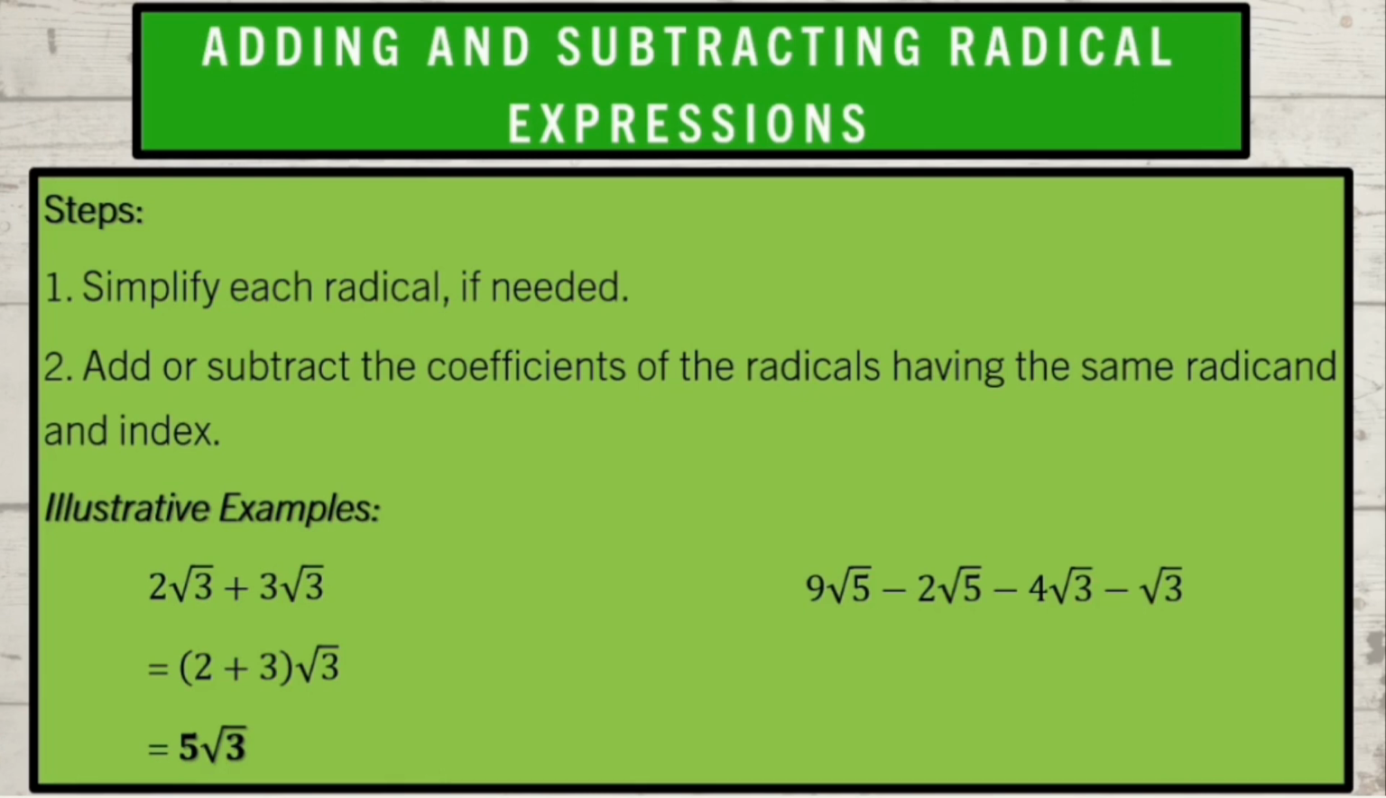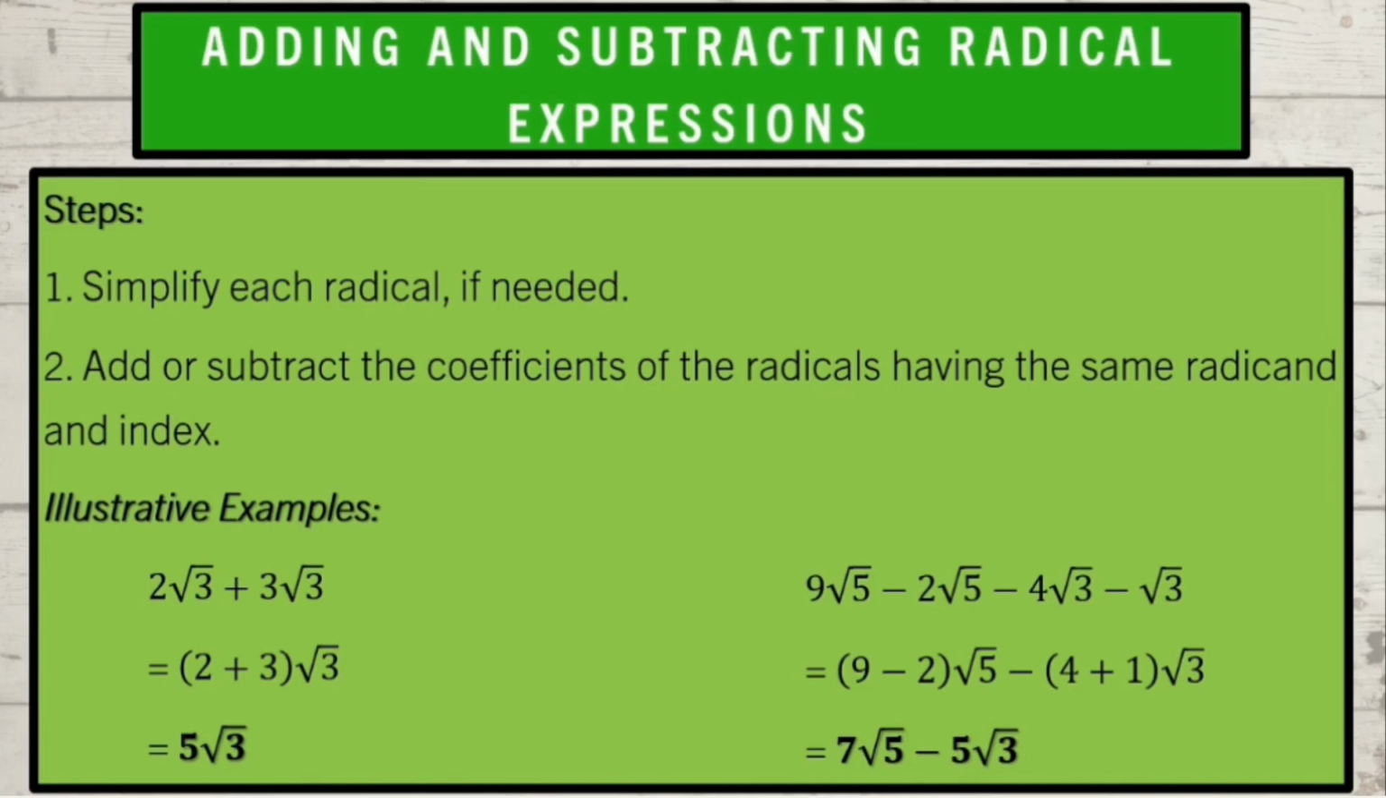Since 9 and negative 2 have the same radicand, as well as negative 4 and negative 1, we can now combine the terms with similar radicals, such as the quantity of 9 minus 2 square root of 5 minus the quantity of 4 plus 1 square root of 3. The answer will be 7 square root of 5 minus 5 square root of 3. Did you have the same answer as shown?